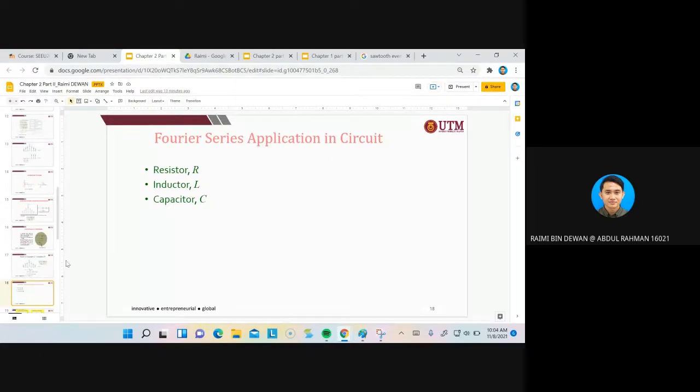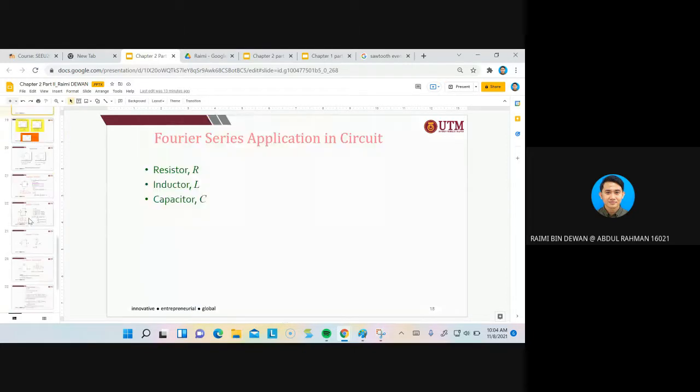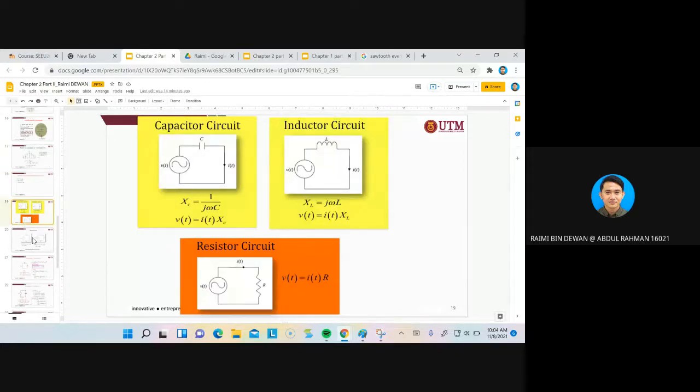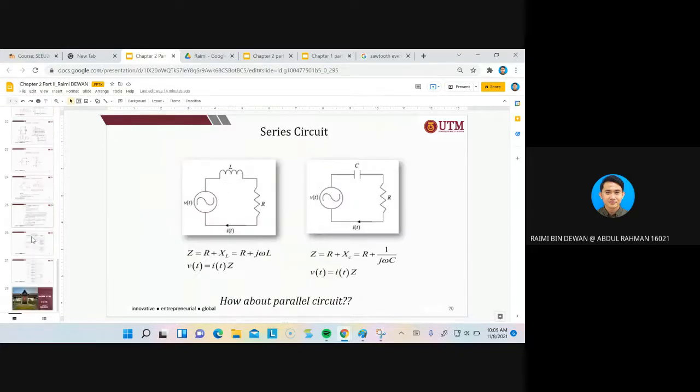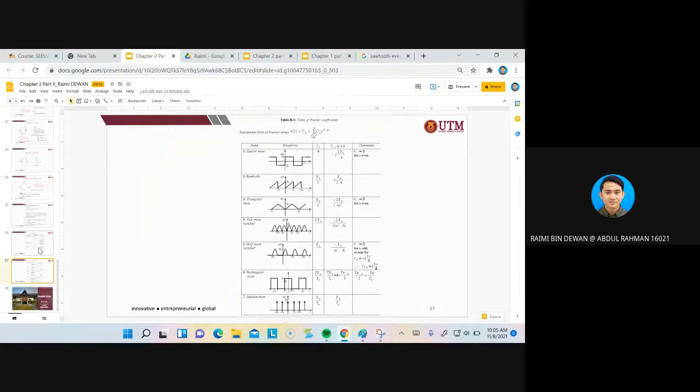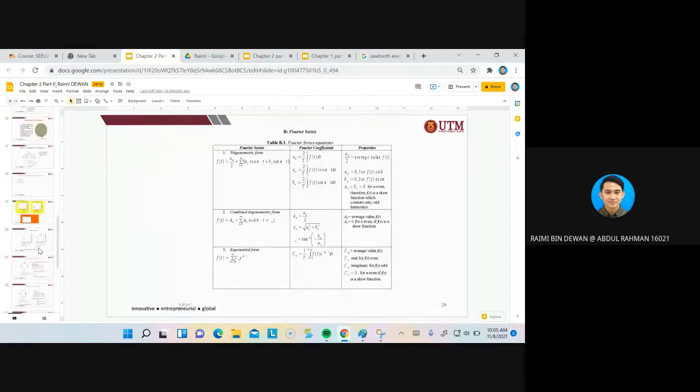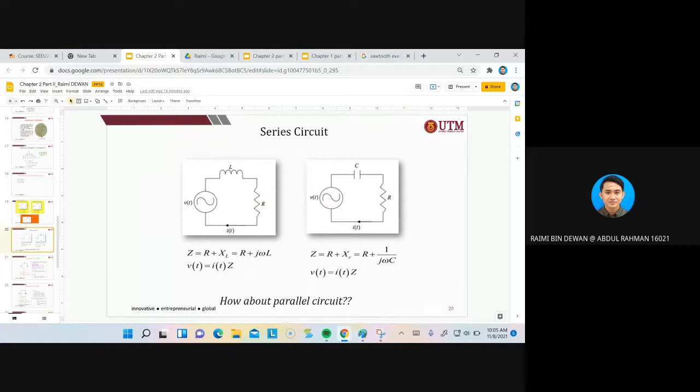This one, Fourier series application in circuits. Wait, because this one is another. We will not be able to cover this in the. Okay, let me check first. Wait for one, let me check. Let me check the past examinations.